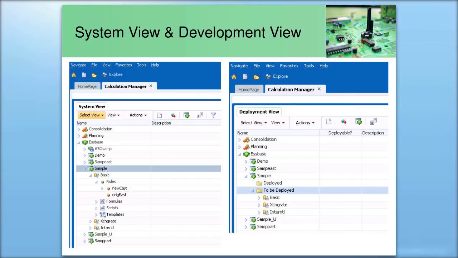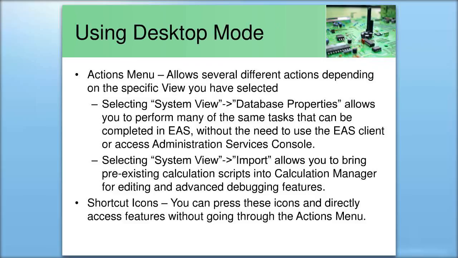And then on the right-hand side, I showed you System View before, but on the right-hand side, you can see Deployment View. You can see "to be deployed" because I haven't actually deployed it yet. And so the Actions menu allows several different actions depending on the view that you're in. Selecting System View Database Properties allows you to perform many of the same tasks that can be done in EAS without the need to access EAS or the Administration Services console at all. Later on, I'll pull up each one side by side so we can compare them.